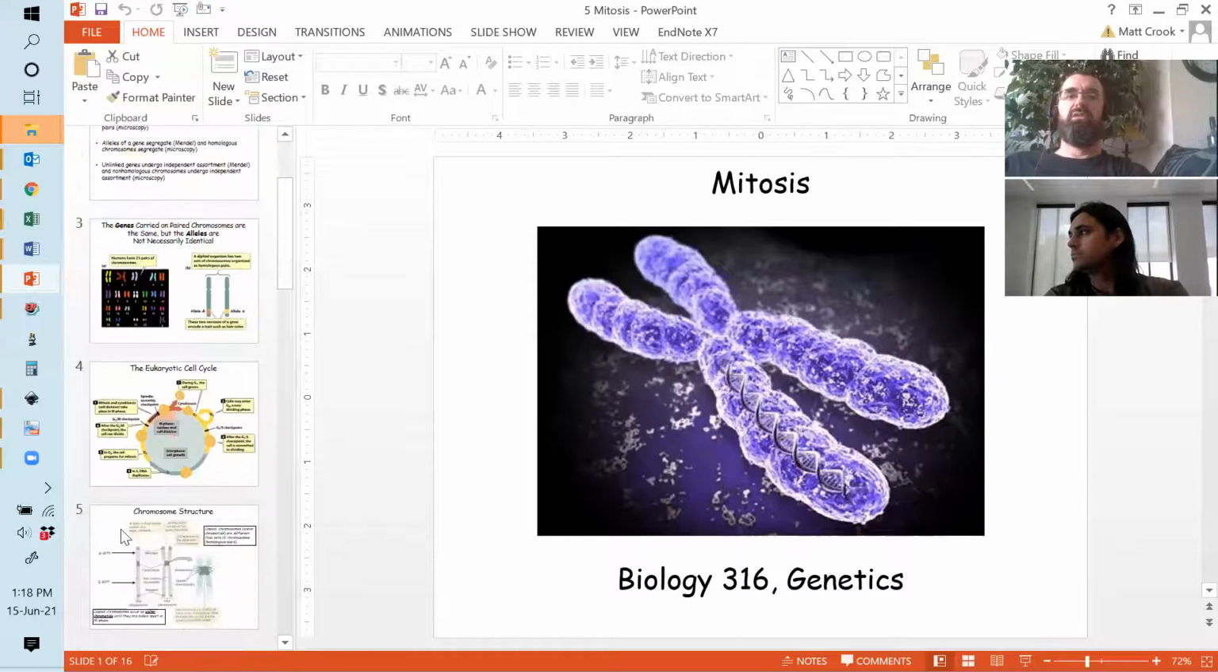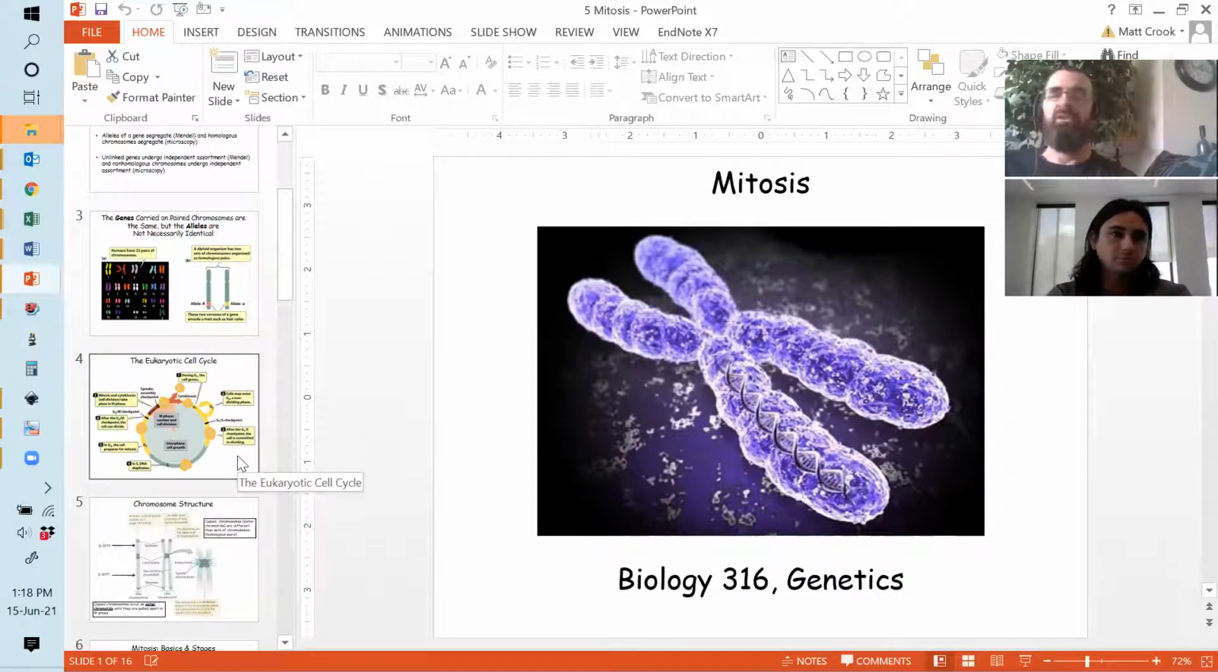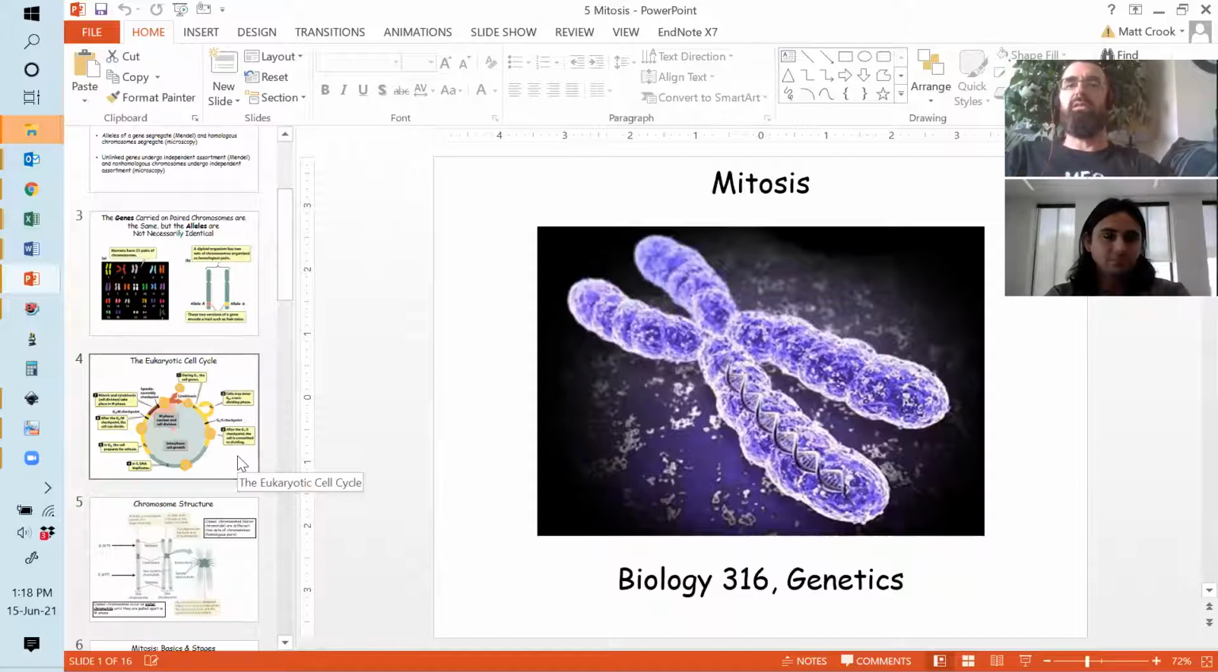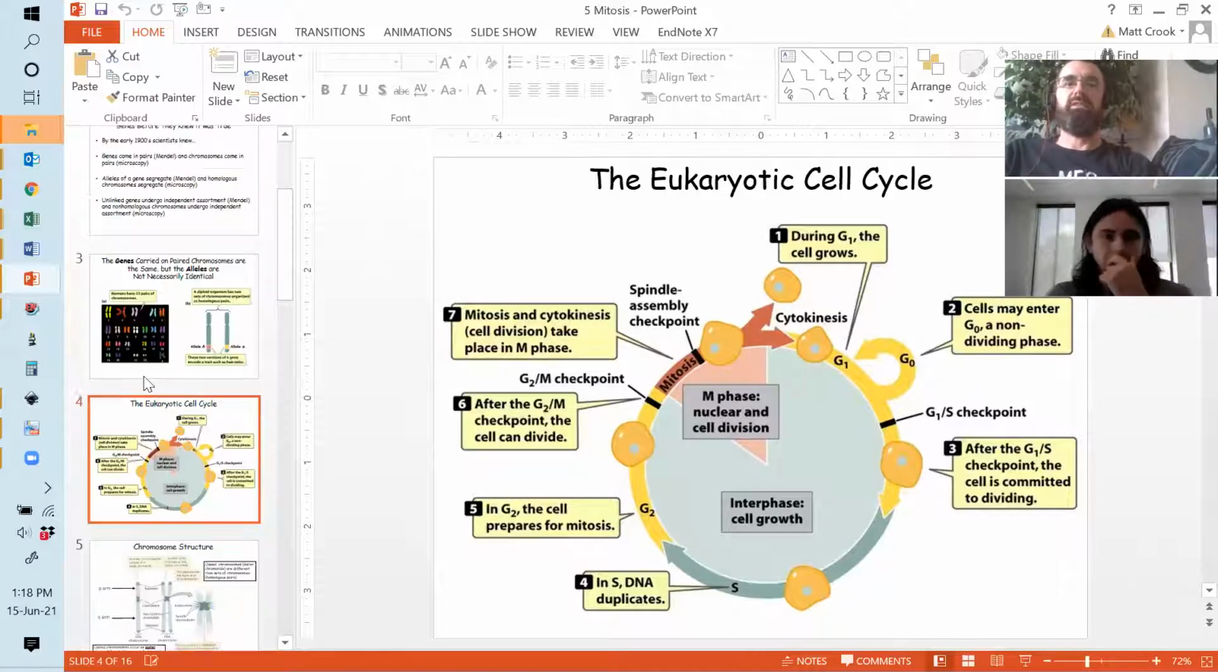So key to that, dog, sorry, she's wrapped herself around my power cord. Get that back. There we go. Key to all of this is the cell cycle, right? Oh, now she's gone off in a huff.